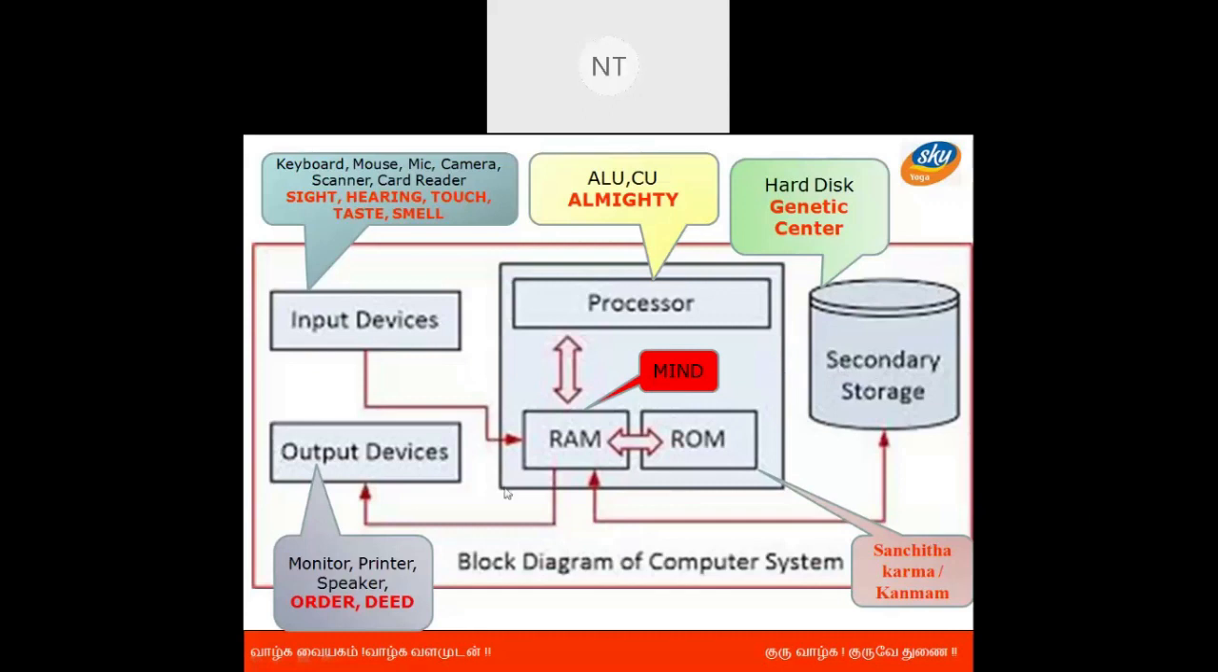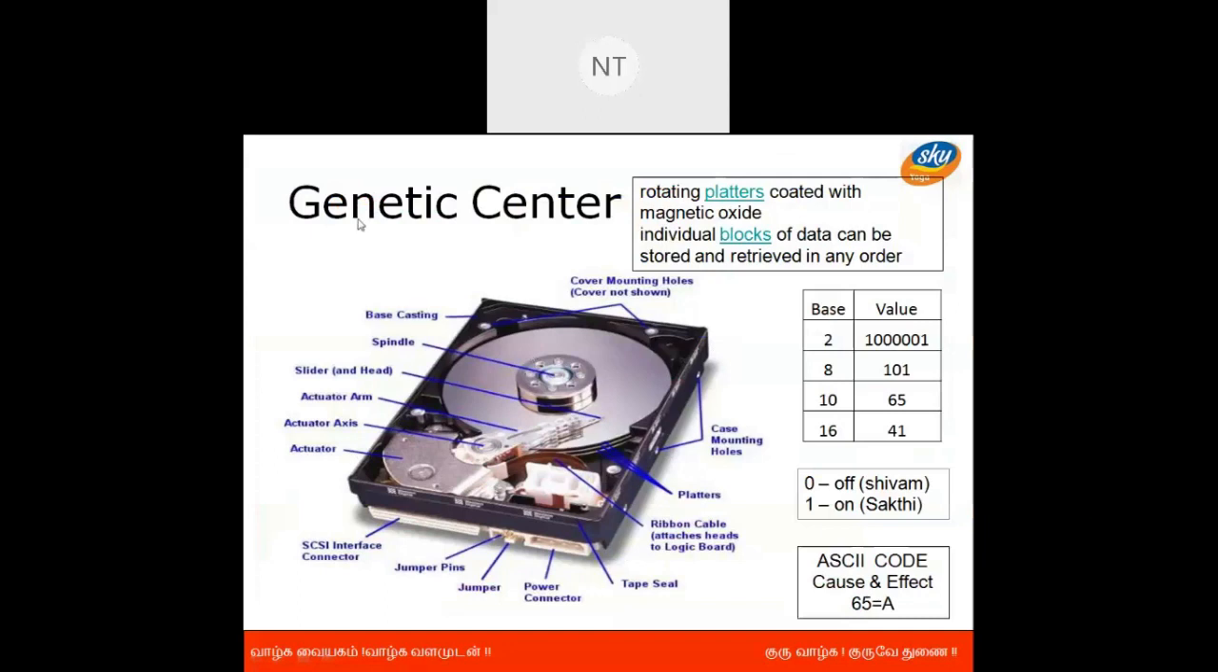I mean, you can be aware of all the three things, like your thoughts, your words and deeds. Hope you get some idea about this one. Let's move on to this. So when you talk about this hard disk, since I say genetic center, it is a little bit more important. So I wanted to tell you that in detail.